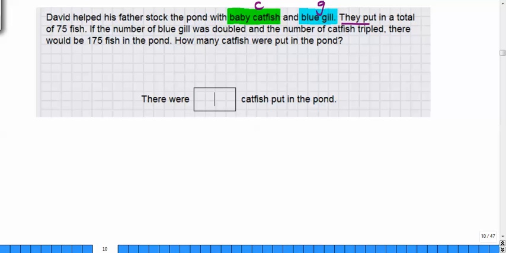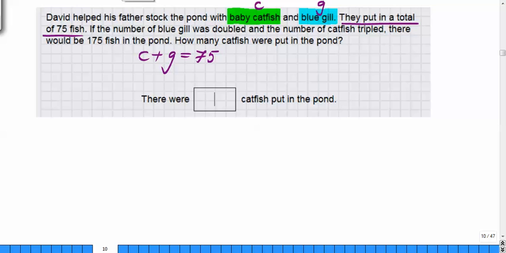Okay, what is the first statement that matters for me, right? The first fact: the total number of fish put in the pond here, which means all the catfish and all the bluegill together will make 75. So C plus G equals 75.